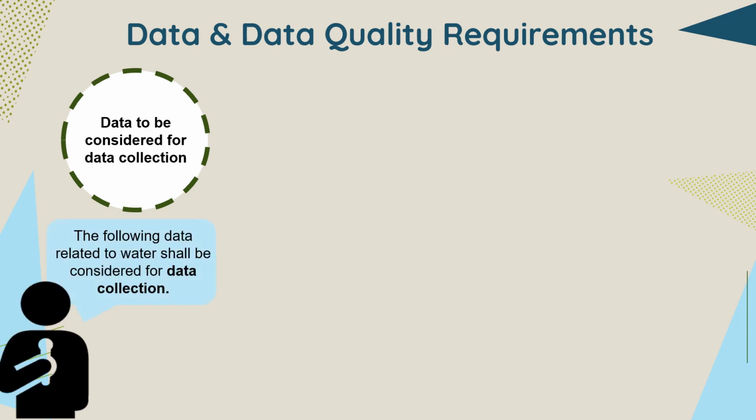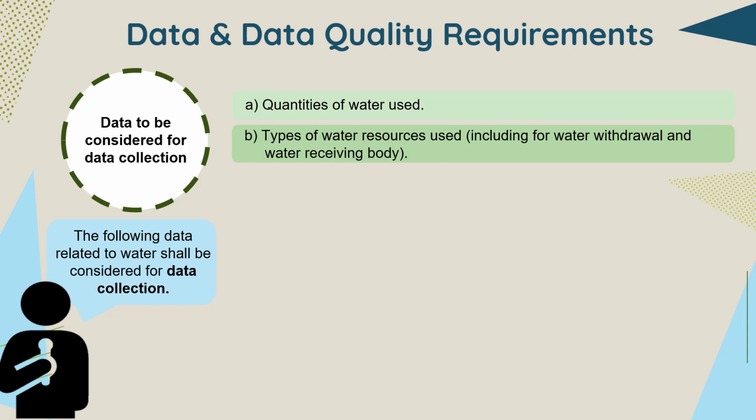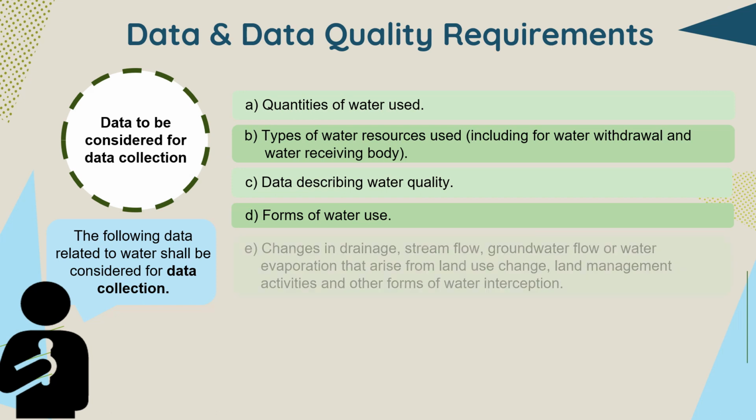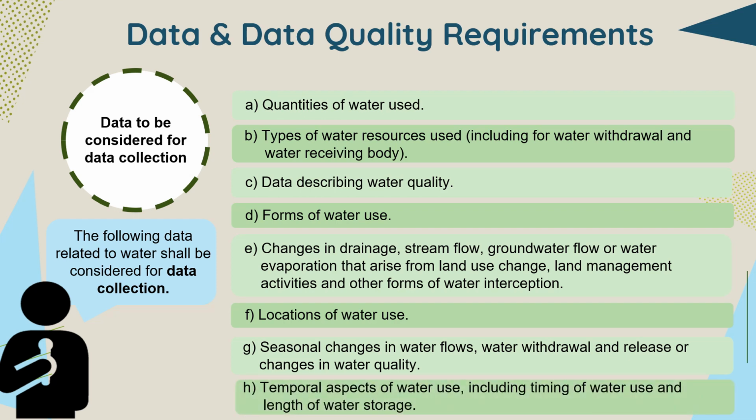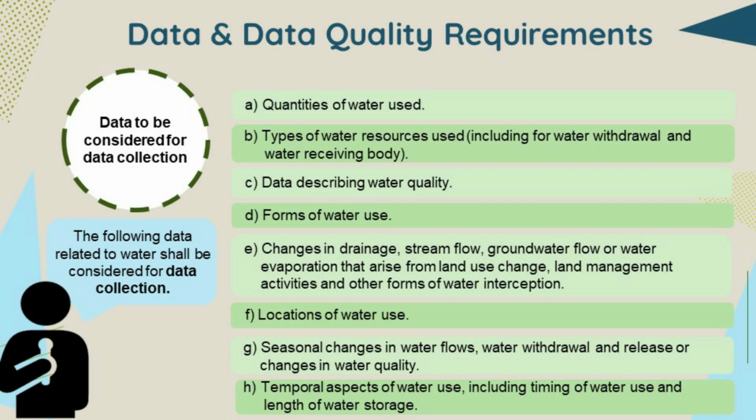For data and data quality requirements, the data to be considered in data collection are the quantity of water used, type of water resources used, including water withdrawal and water receiving body, data describing water quality, forms of water use, change in drainage, stream flow, groundwater flow, or water evaporation that arise from land use change, land management activities, and other forms of water interception, location of water use, seasonal change in water flow, water withdrawal and release or change in water quality, and temporal aspects of water use, including timing of water use and length of water storage.